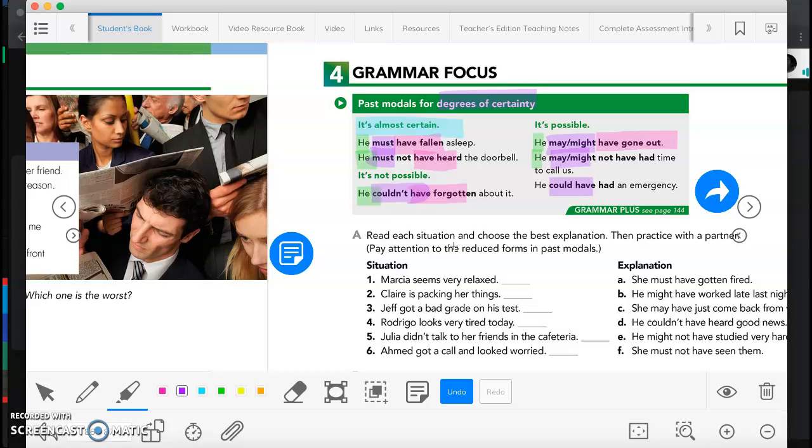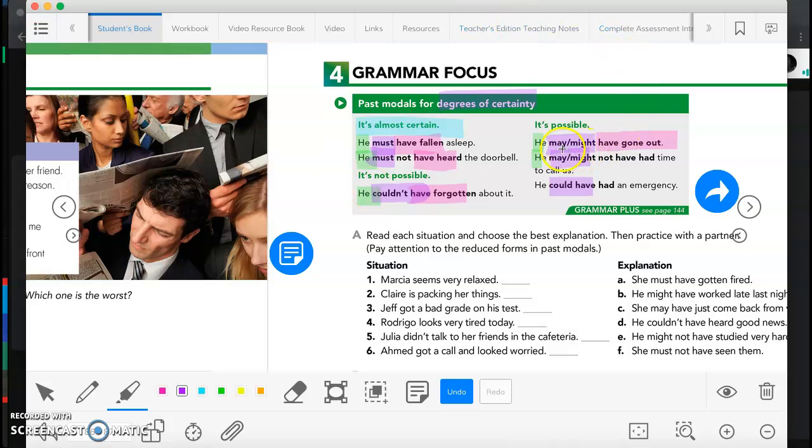Like, for example, if we have class at 5 and then there is someone missing, and I say, "Oh my God, he couldn't have forgotten that we had class." Or maybe I can say, "He must have fallen asleep." If I say that he must have fallen asleep, again, I am almost certain that this person is not in the class because he forgot or because he fell asleep. Again, if I say "he couldn't have forgotten about it," it's because to me, this is not possible.